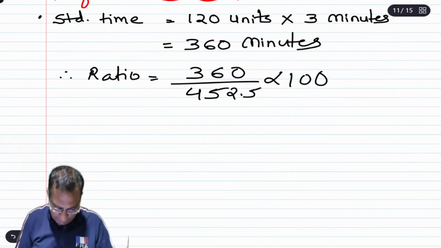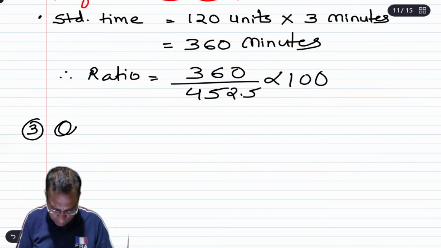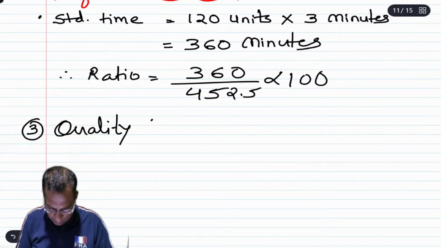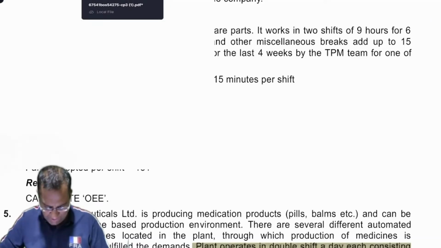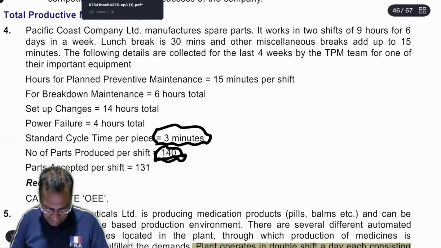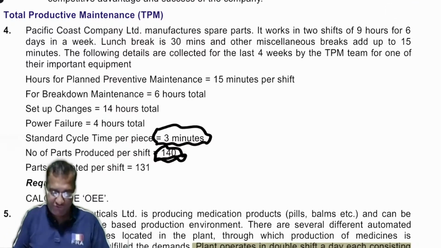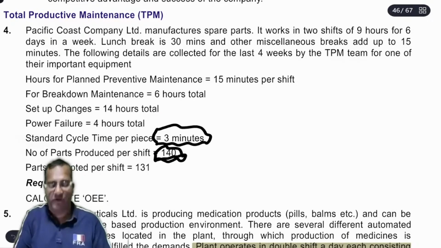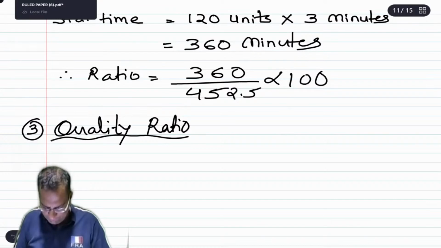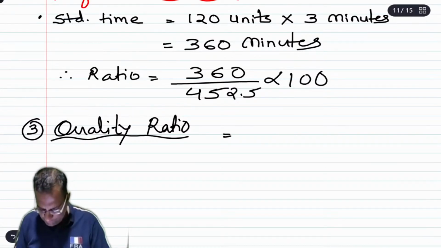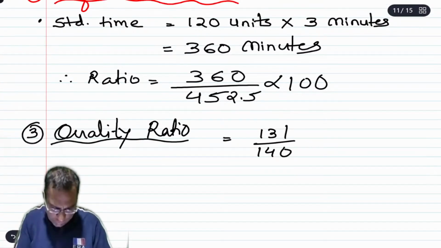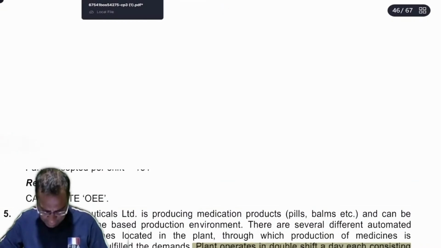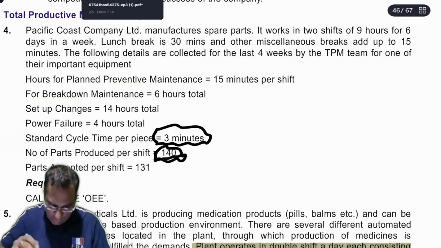Okay, now see the third point, quality ratio. It's very simple. How many units have been manufactured in a shift? 120. Out of that 120, parts accepted are 131. It means the remaining 9 units are defective units. So here it is clear: 131 divided by 140 units. Just a minute, beta, just a minute. We have committed an error, I think. We made a calculation error. It's 140. Okay.